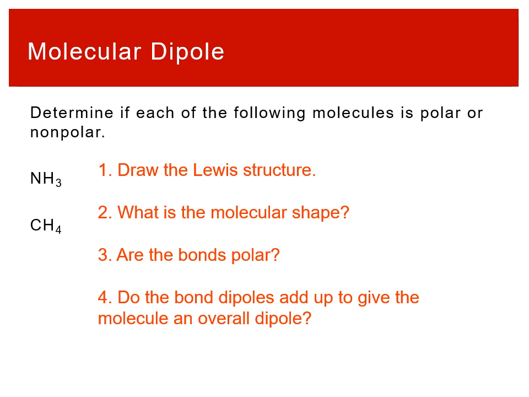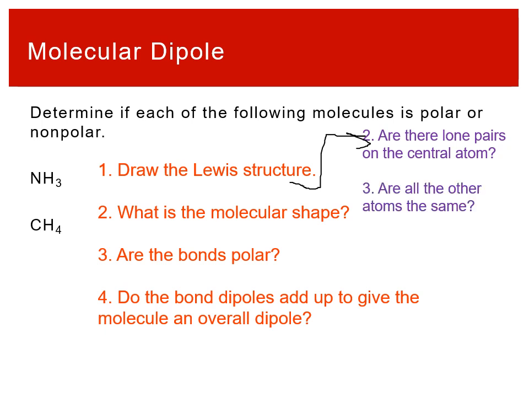It requires a lot of steps, or we could just short circuit it. After we draw the Lewis structure, we could instead just say, are there lone pairs on the central atom? Are the outer atoms the same? One of the things is that this longer route does let you know which side is positive and which side is negative of the molecule. This will only tell you, is the molecule polar or not? It's an easier process, so you don't get as much information.